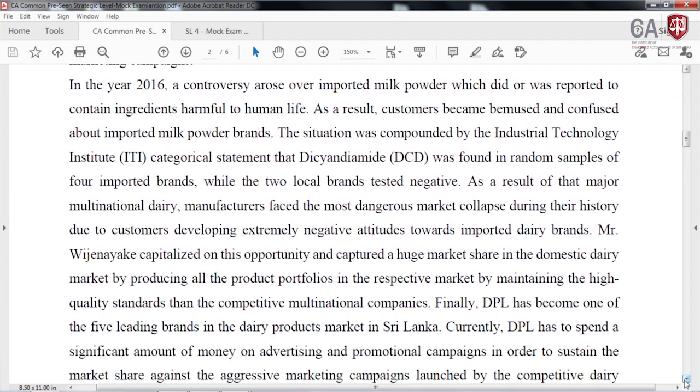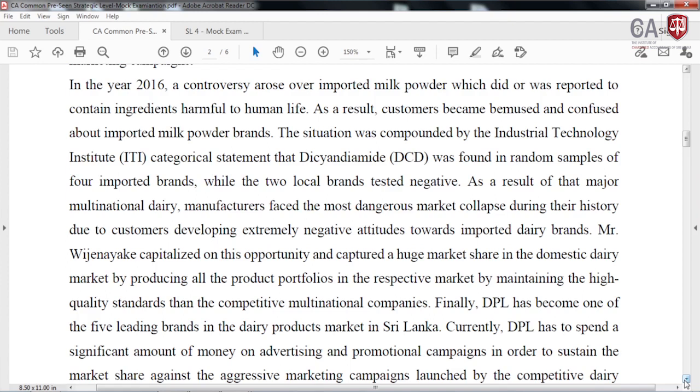In the year 2016, a controversy arose over imported milk powder. You remember the story, I think. It affected many imported milk powders like Lanka. Some were reported to contain ingredients harmful to human life. As a result, customers became bemused and confused about imported milk powder brands. People started to buy some local brands, no? You remember there was a huge demand for Highland, still the demand is continuing. Then Palavat, those brands are very popular because of this incident.